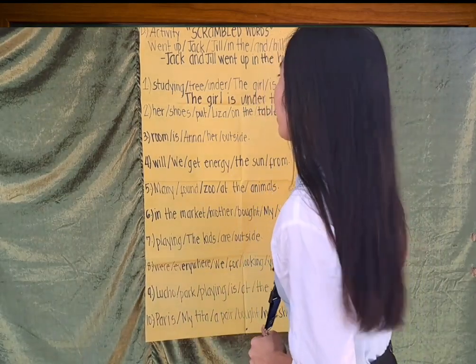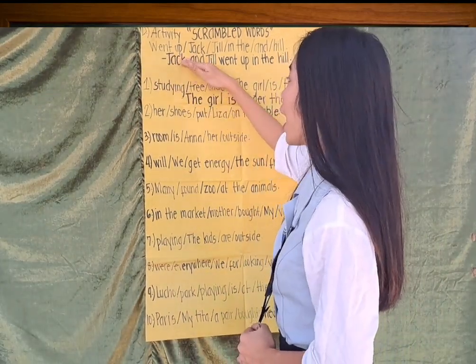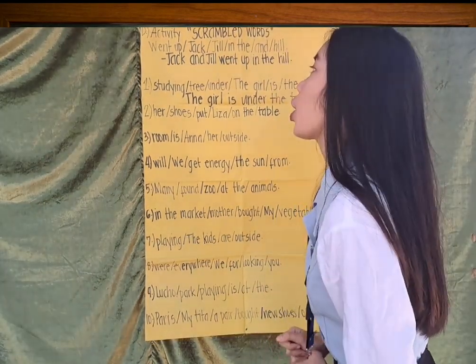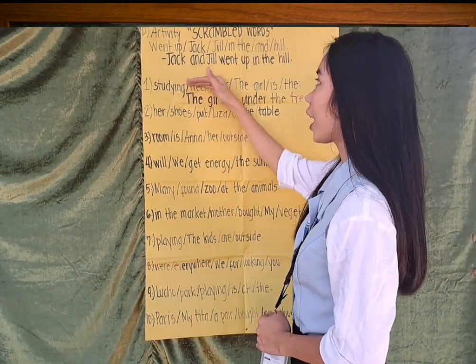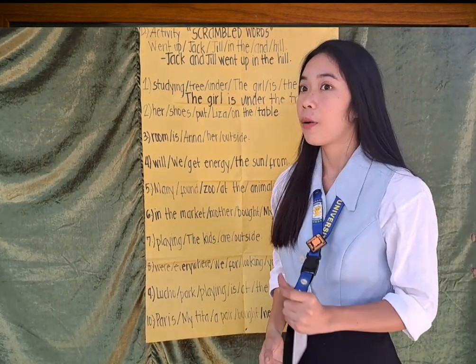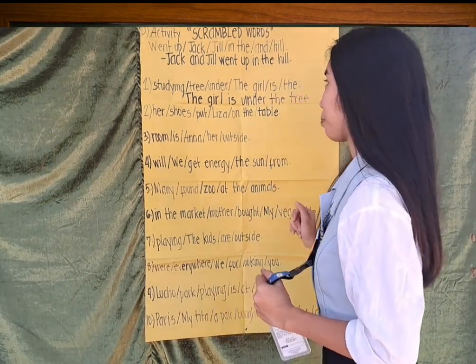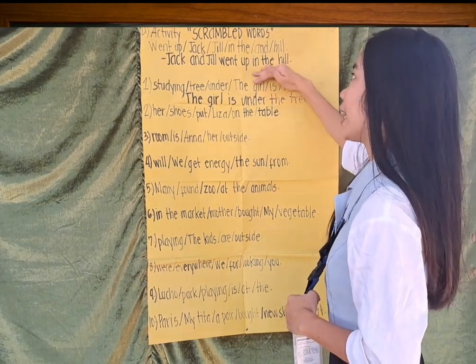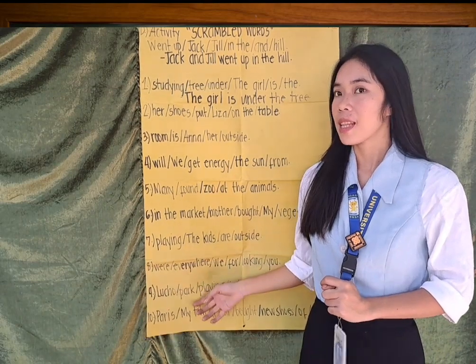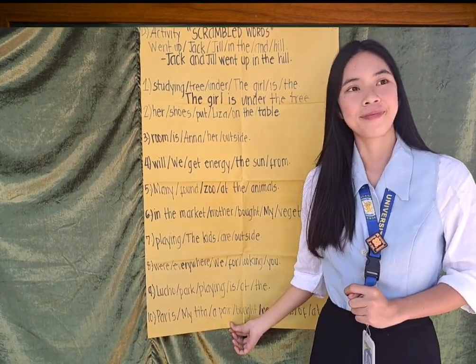So for example: went up, Jack, Jill, and, hill. The answer is Jack and Jill went up in the hill. So where is the adverb of place in the sentence? Okay, very good. In the hill. So do your activity and I will give you 10 minutes to answer it.